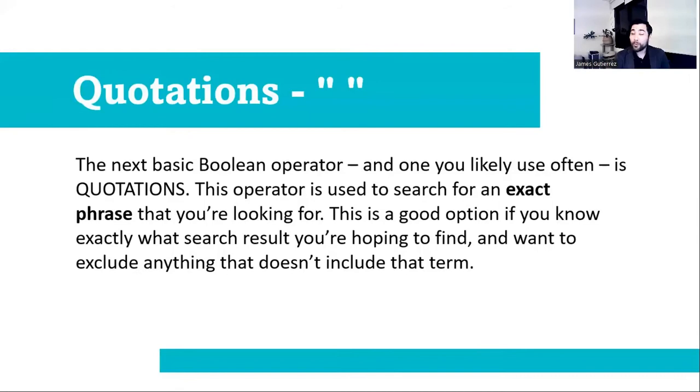The next basic Boolean operator, and one you'll likely use often, is quotations. This operator is used when you want to search for an exact phrase. This is a good option if you know exactly what search result you're hoping to find, and you want to exclude anything that doesn't include that term. So for example, software architect, that is two words. Now, if you want to search for that specific phrase, you would put quotations over software architect. Basically, any phrase that is two or more words, you would want to use the quotation marks if you are looking for that exact phrase.